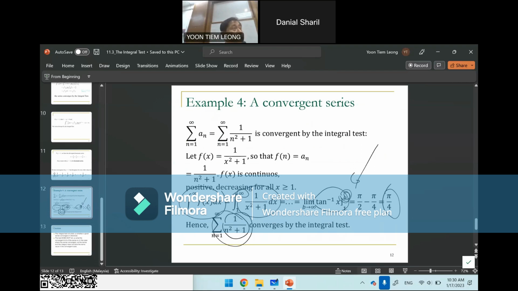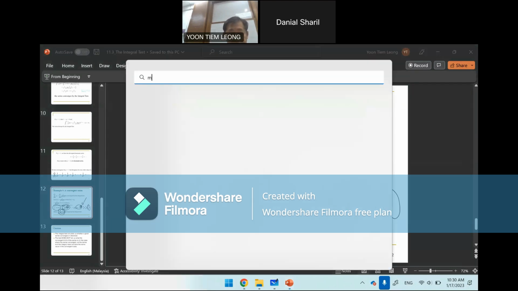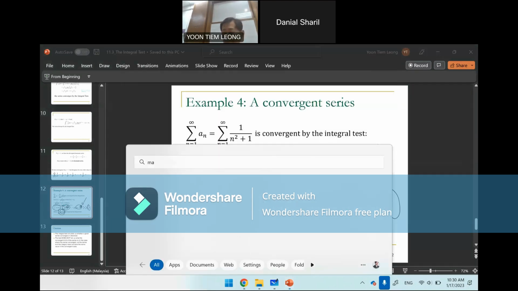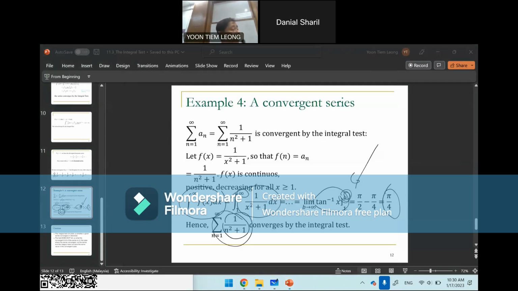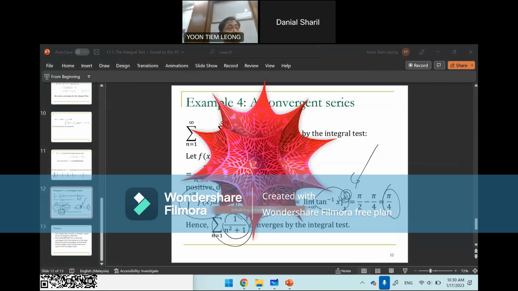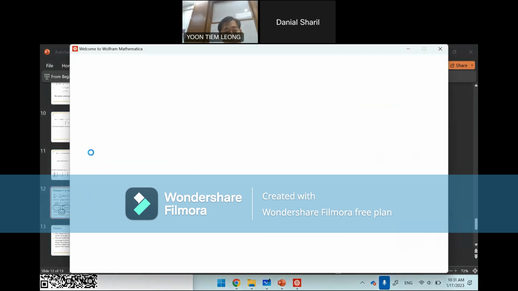But if you want to know the values of the convergence, what do you do? You use Mathematica. I think Mathematica allows you to calculate the convergence of this series. I'm not sure whether this could be done, but let's just try it out. Mathematica not only tells you whether the series converges, it also should tell you what the value of the convergence is. Let's try and see if I can calculate the convergence of this series, 1 over whatever.